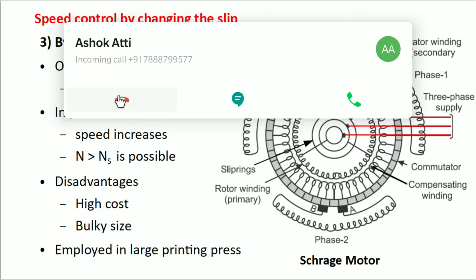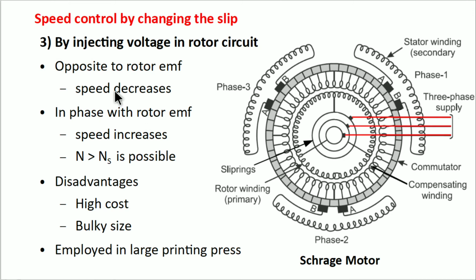Therefore our speed will decrease. If the injected voltage is in phase with the rotor EMF, it means the rotor current increases, so giving the result of less resistance, the speed will increase. In this case, the speed may go beyond synchronous speed.